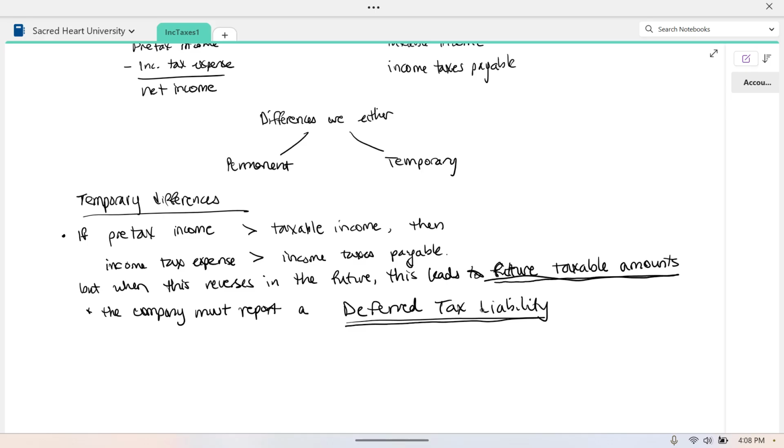In plain English, we would call deferred tax liability the future amounts we know that we're going to owe to the IRS based on this book tax difference. And the deferred tax liability is just simply equal to the future taxable amount multiplied by the tax rate that we expect to be in effect in the future.